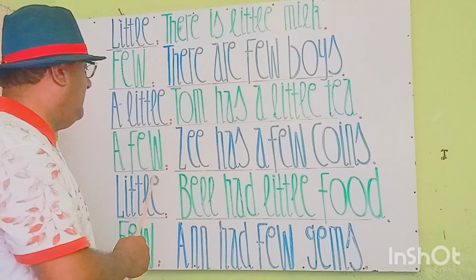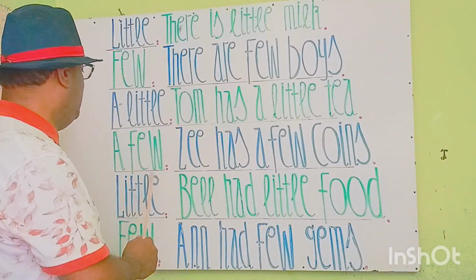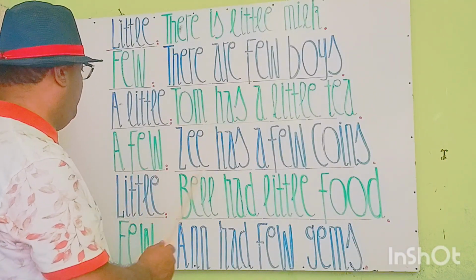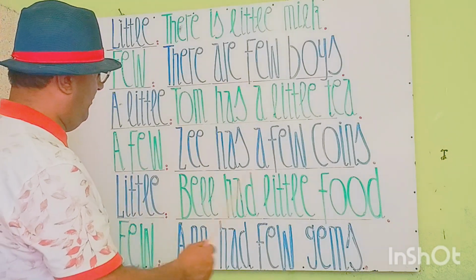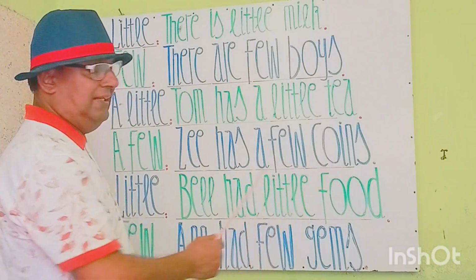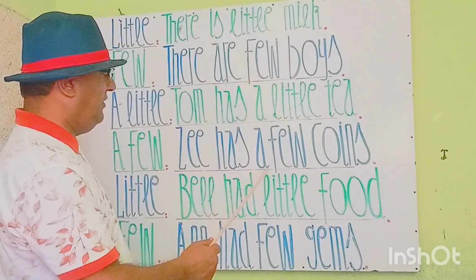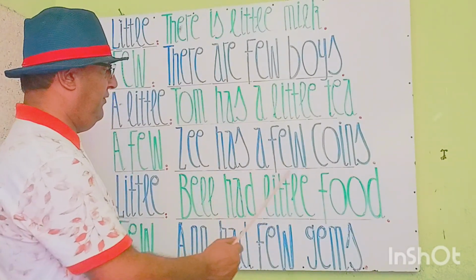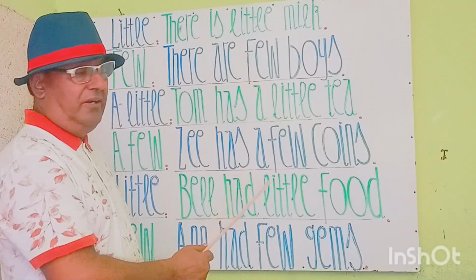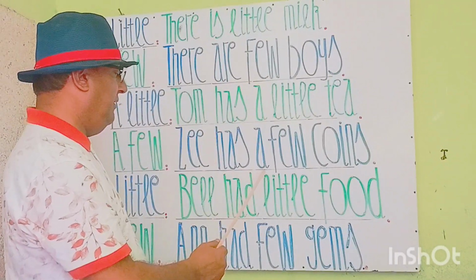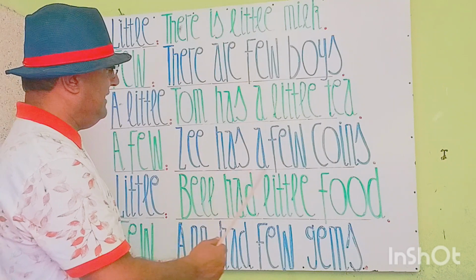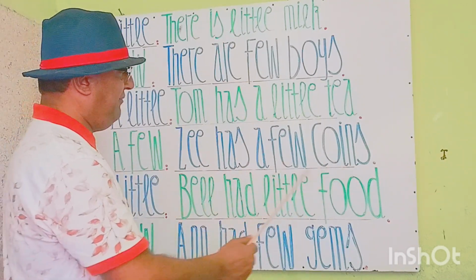Let's see the next statement. आइए अगले जुमले की तरफ बढ़ते हैं. Next one is a few. Z has a few coins. Yes, my students, we have used a few here. A few is also a determiner, and we have added a before few.